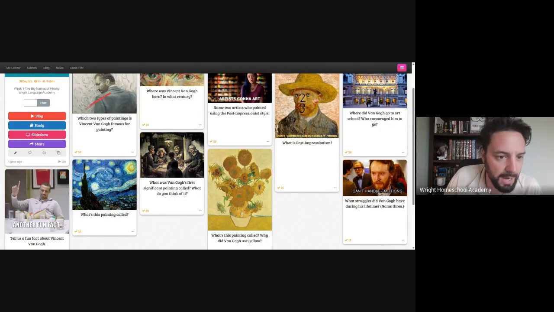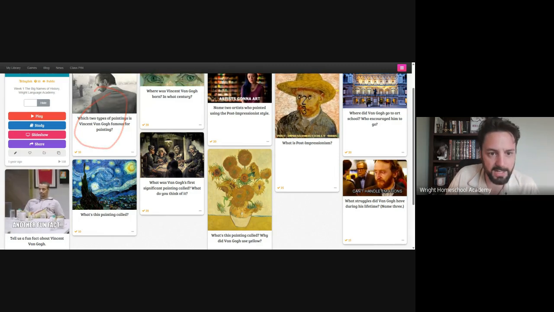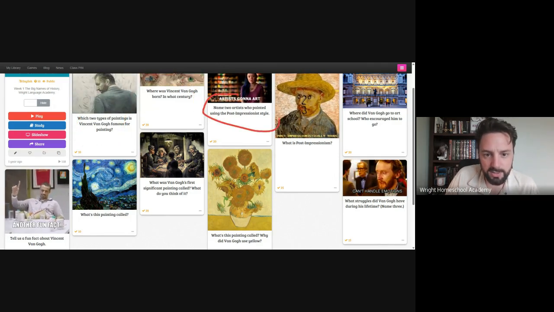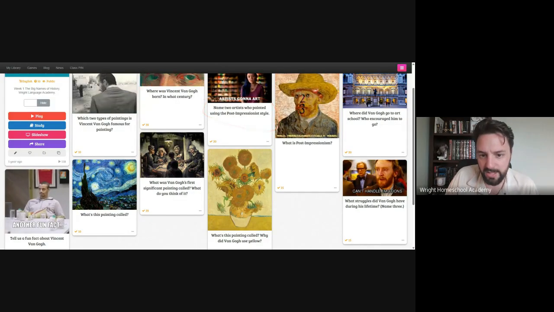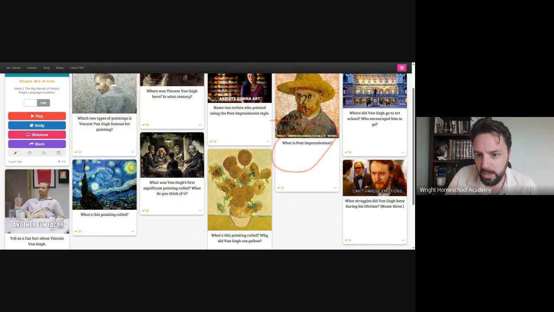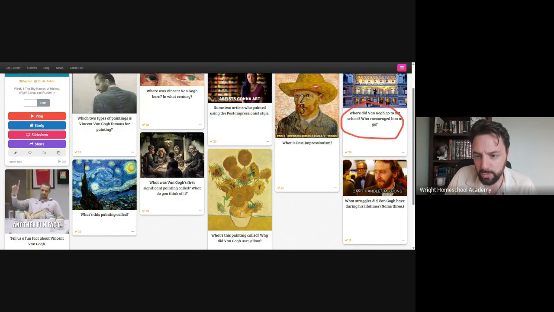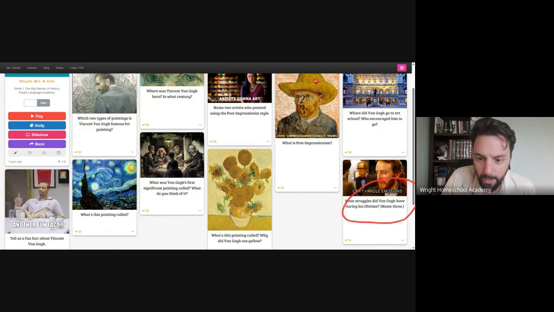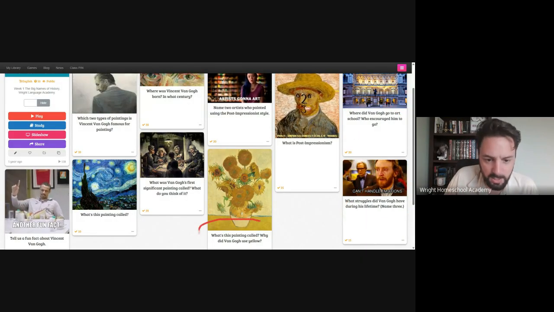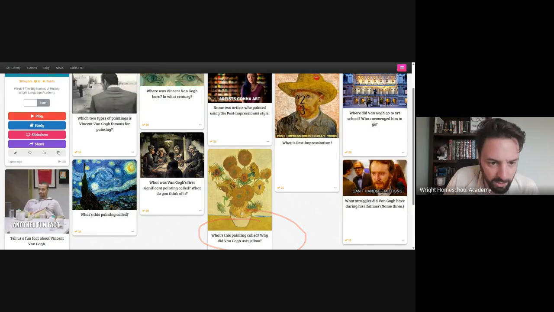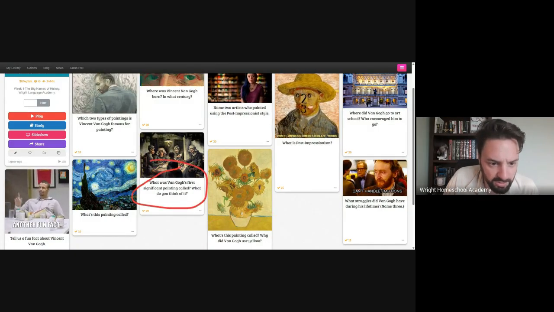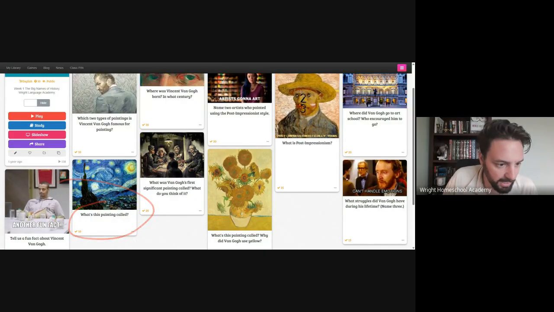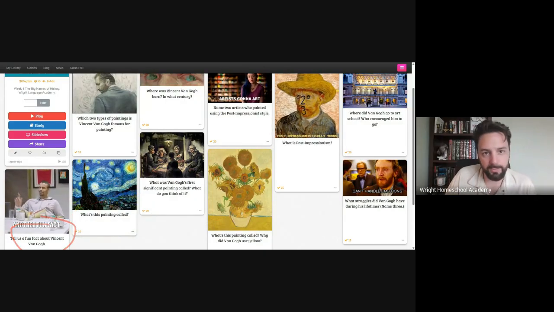So which two types of painting is Van Gogh famous for painting? Where was he born? In what century? Name two artists who painted using the post-impressionist style. What is post-impressionism? Where did Van Gogh go to art school? Who encouraged him to go? What struggles did Van Gogh have during his lifetime? Name three. What is this painting called, and why did Van Gogh use yellow? What was his first significant painting called? What do you think of it? What is this painting called? And tell us a fun fact about Van Gogh.